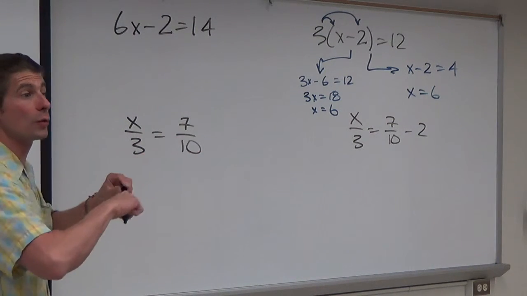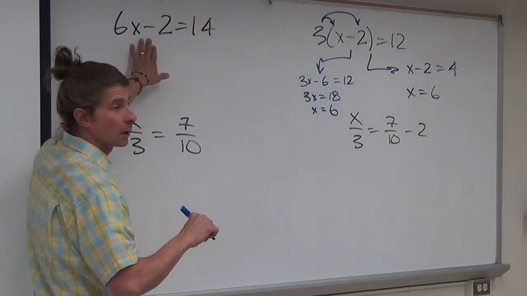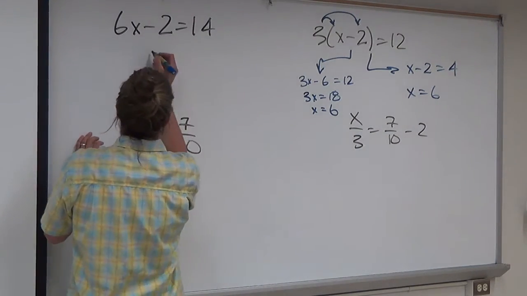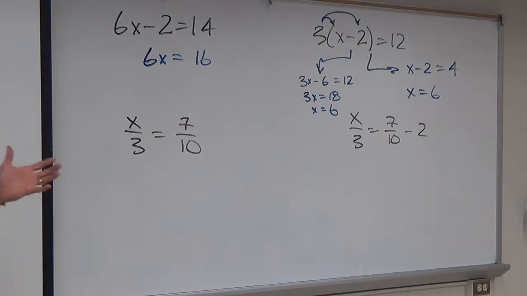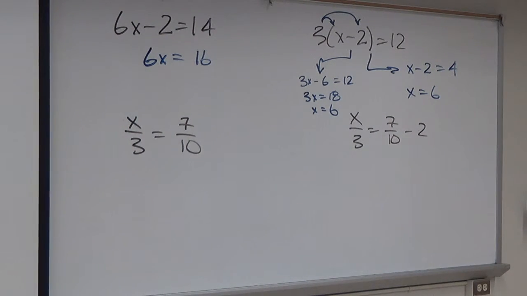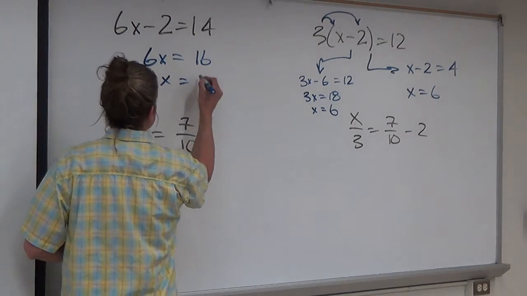All right, so the first thing you did, Ryan, therefore was? Plus 2 on both. Good. Add 2 to both sides. You have 6x is, what's that, 16? Divide both sides by 6 to undo that multiplication. So you get x equals 16 sixths.